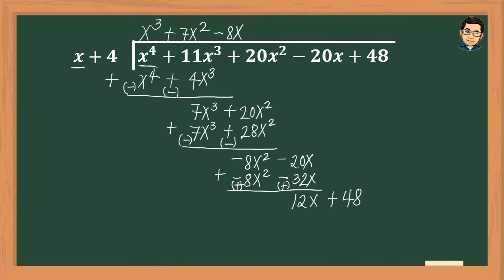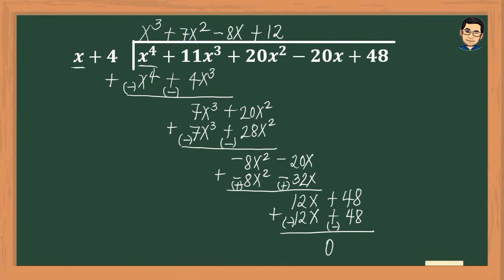12x divided by x. So, x will be cancelled. So, 12 na lang po ang matitira. And then, 12 times x, that is 12x. 12 times 4, that is 48. Finally, we subtract. 12x will become negative, 48 will become negative, and then we add. So, 12x plus negative 12x, that is 0. 48 plus negative 48, that is 0.